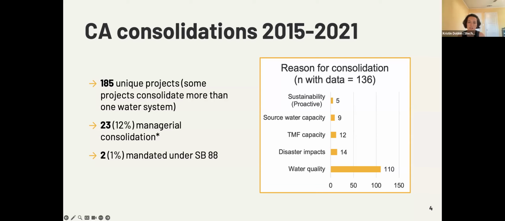And I will note that physical consolidations have a bit more documentation and they're easier to find. So it could be we're missing some of those managerial consolidations out there. But I do think by and large, consolidations in the state thus far have been skewed towards physical consolidations. And as I think everyone knows, the vast majority of these are voluntary consolidations, with only about 1% being mandated under SB 88. So consolidations are pursued for a wide variety of reasons. I think we all know this, but the vast majority of consolidations really are pursued for water quality concerns, and that might explain this bias towards physical consolidation that we're seeing.